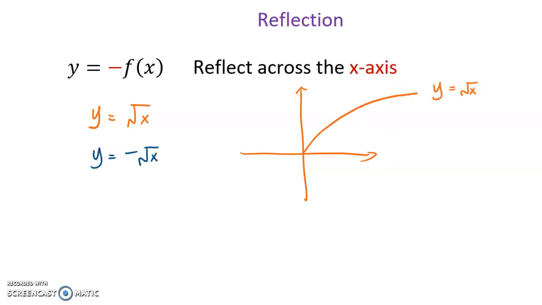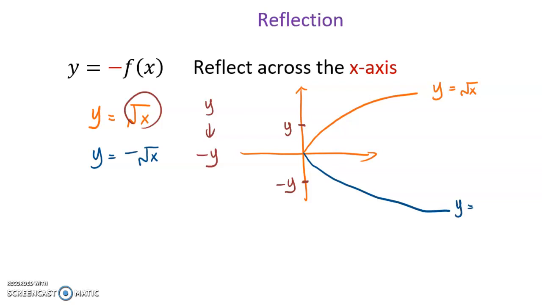If you multiply negative 1 to the whole function, you get y equals negative square root of x. And you can see the original y becomes negative y, right? If you see it in the graph, the original y becomes negative y. That means your graph will reflect across the x-axis. So your graph will look like this. So this will be y equals negative square root of x.